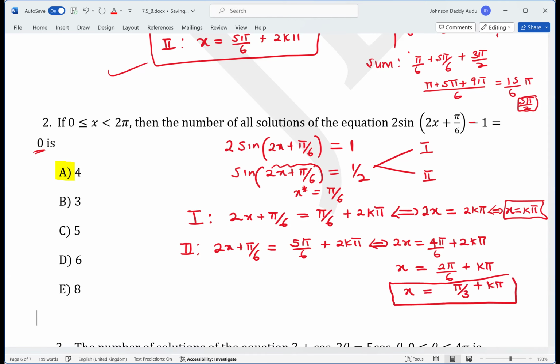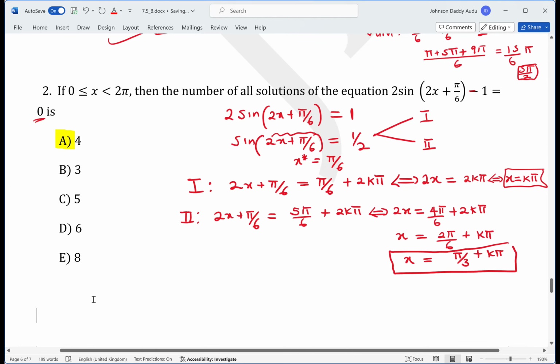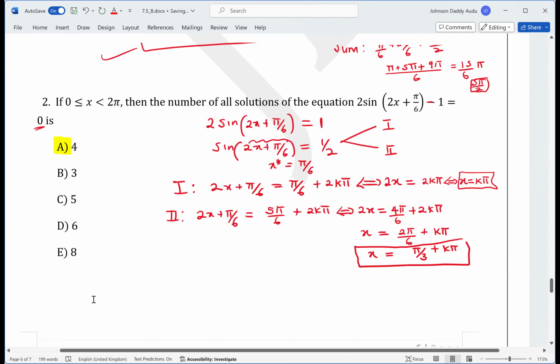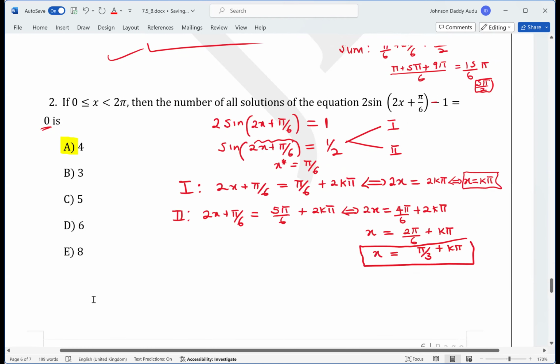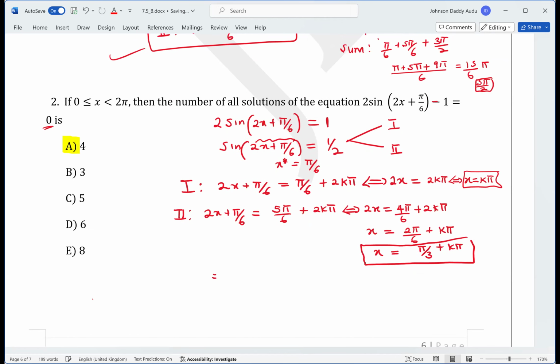So now let's be specific. When I say specific, I mean we look at the restriction, which is 0 and 2 pi. So we start with k equals 0. So if you take k to be 0, what do we mean here? We'll get x equals 0. So we'll have x will be 0. From here, we'll have pi over 3.